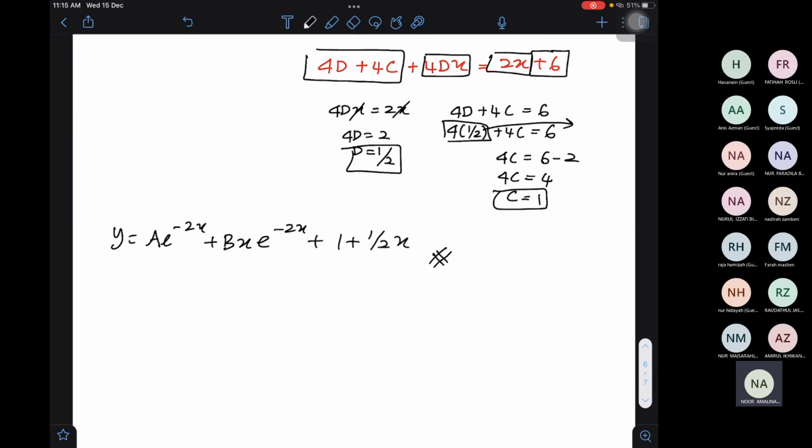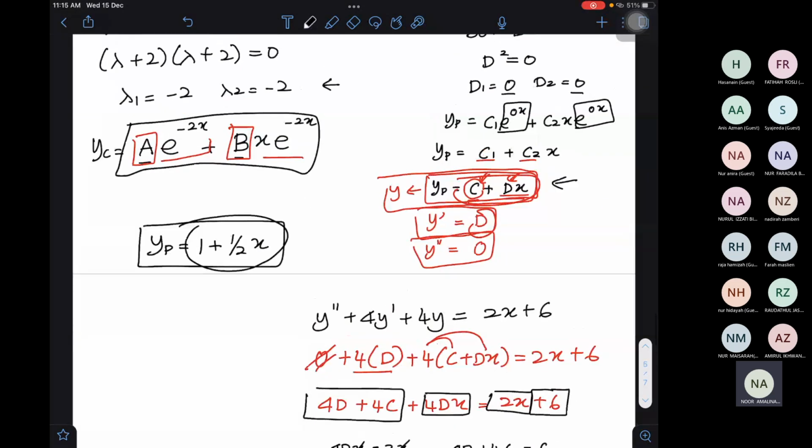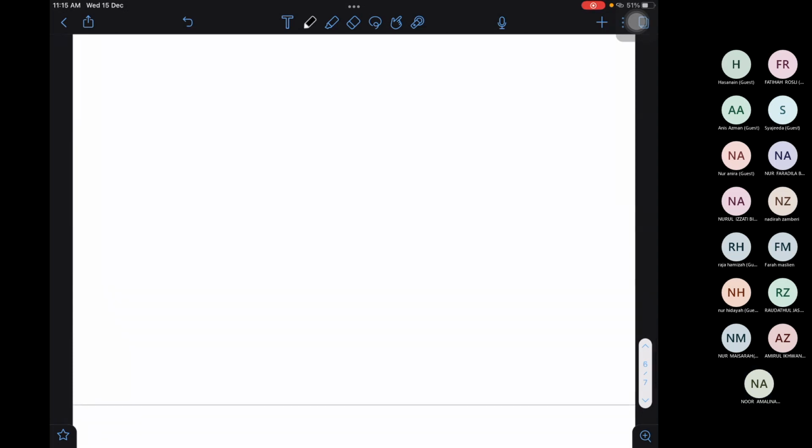Metodologi dia sama kelas. Cuma annihilator approach help you to find the form of your YP. Belajar pening-pening sebenarnya nak cari form of YP je. Okay, tapi itu adalah one of the methodology, one of the approach yang kita boleh guna. So kita kena gunalah. Okay, kita buat contoh lain.